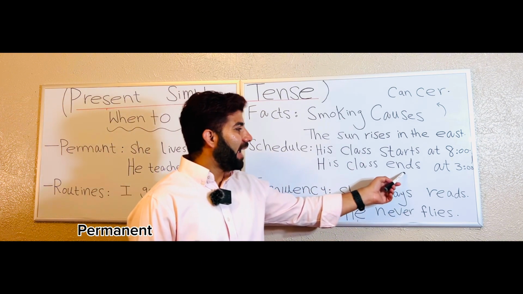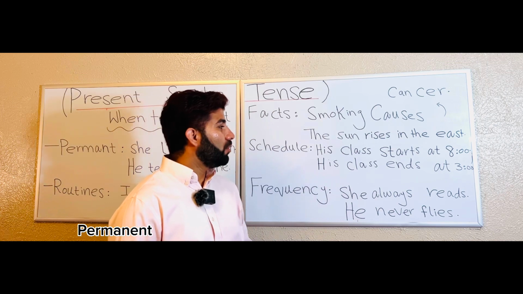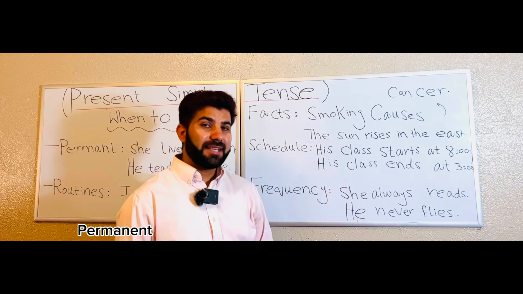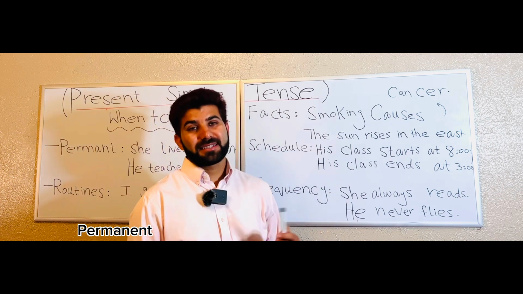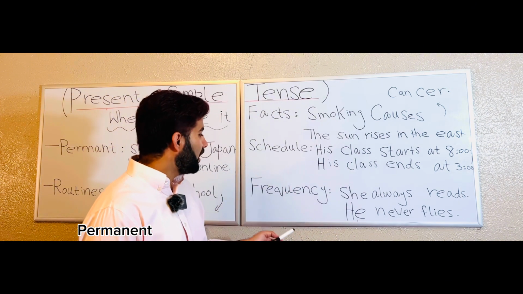His class ends at 3 p.m. So here is a schedule. On schedule his class starts, on schedule his class ends. So that's why we use the present simple tense here.